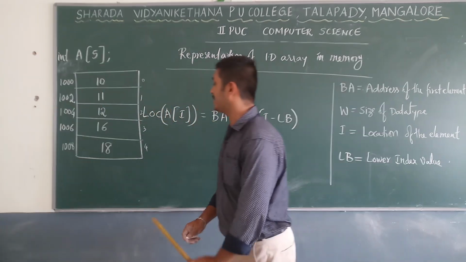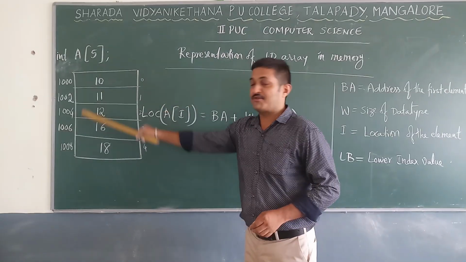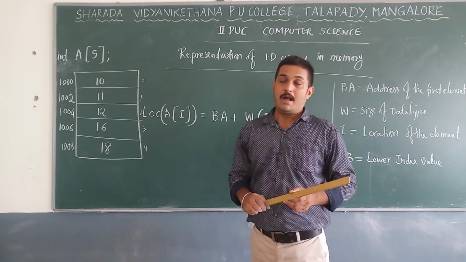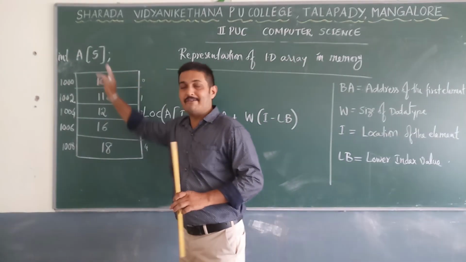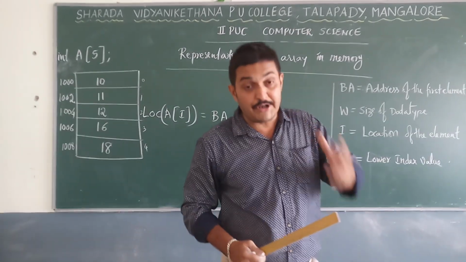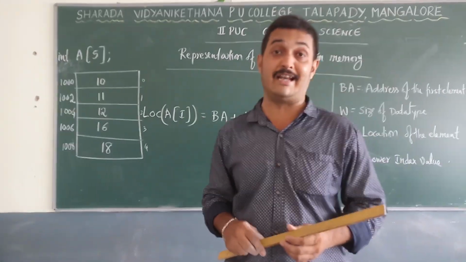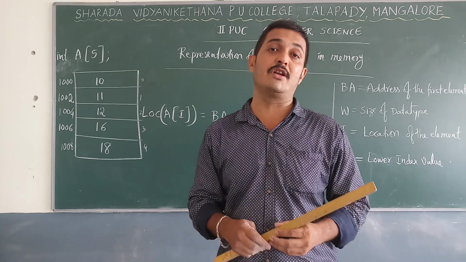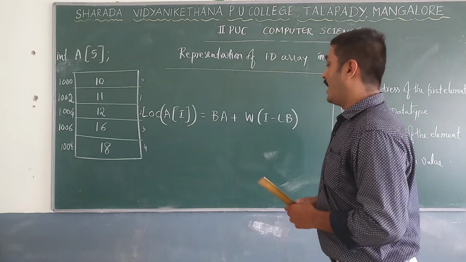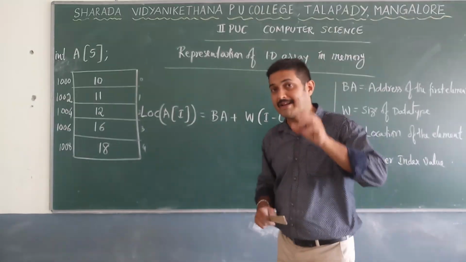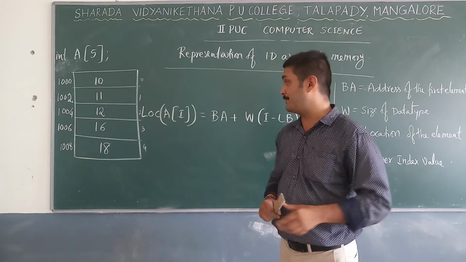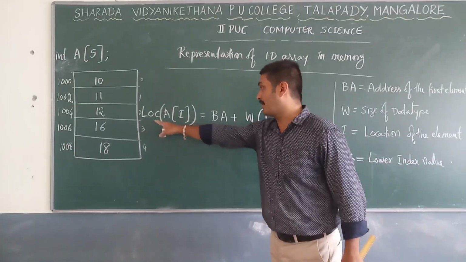Okay, these are about the memory representation of a one-dimensional array. And actually we are using only 5 elements. In case you are going to search for the location of a particular element, if you have more than 1000 elements, then we need some formula to calculate. To calculate the location or address of an element, we need this particular formula.